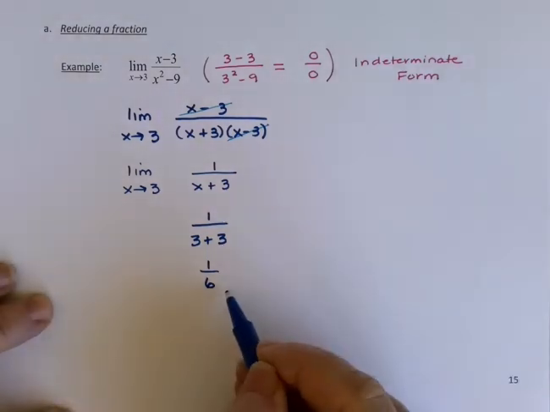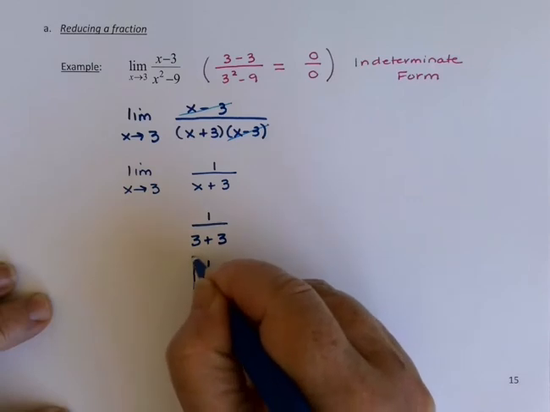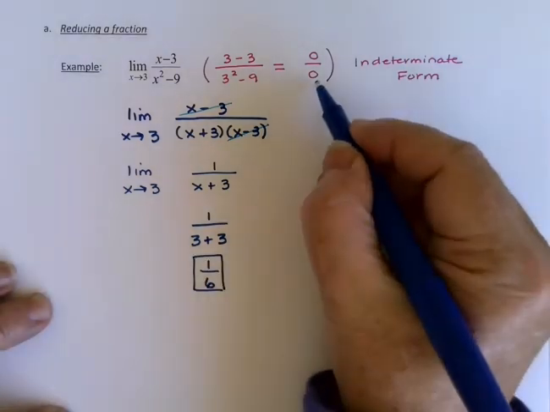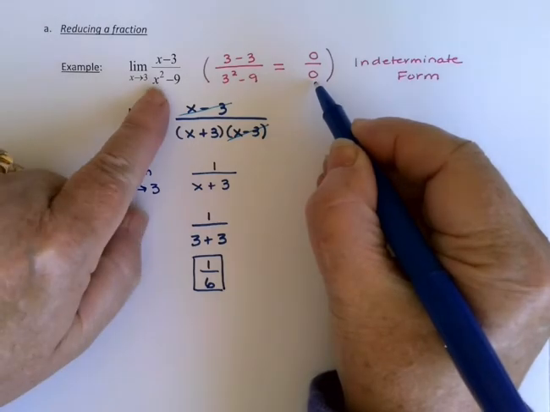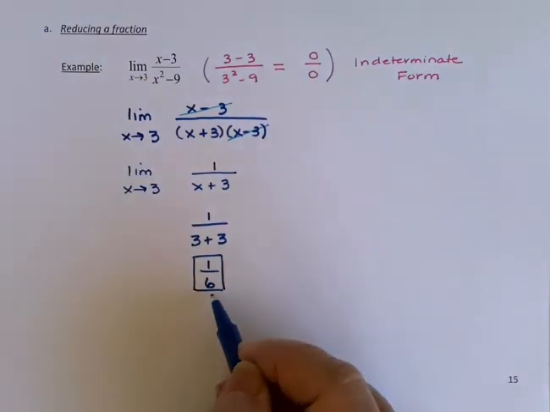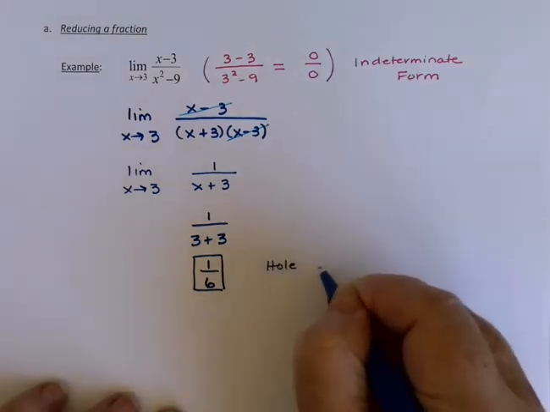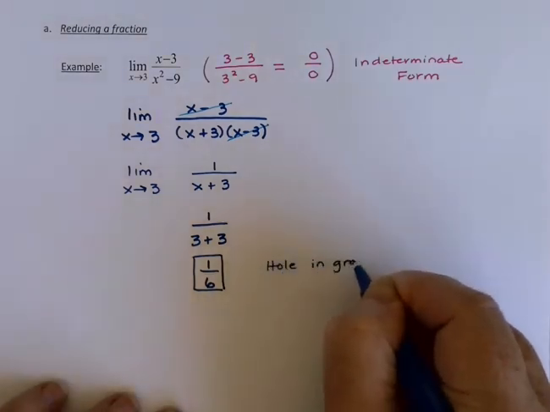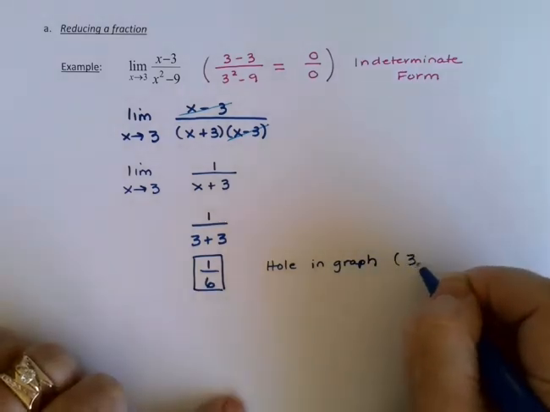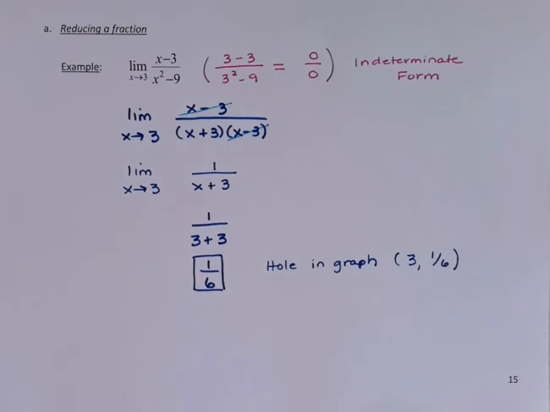We had just gotten to 1/6 for the answer here to this problem. And that is done. That is our limit. Because the function itself didn't exist, we got an indeterminate form when we tried to plug in, but the limit exists. This tells us that there is a hole in the graph. There is no y value, but we have to approach the 1/6 in the limit.